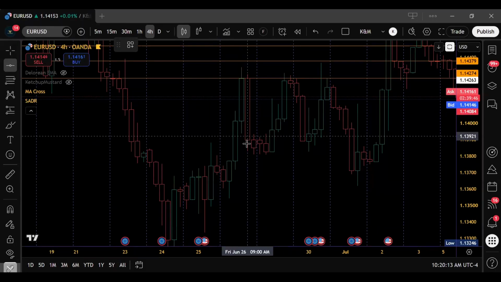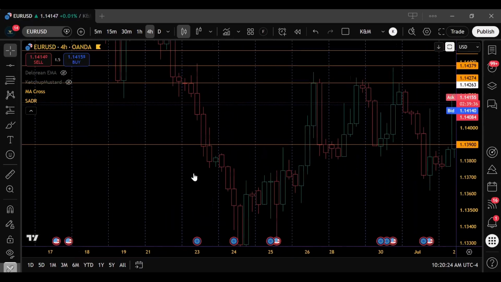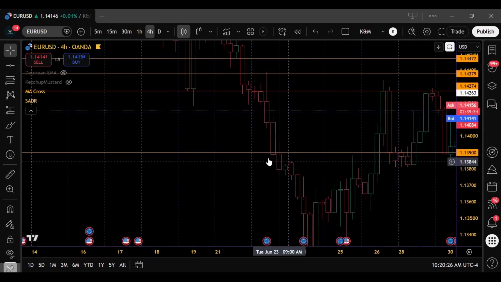And then I'm going to mark up the bottom of this candle. And we're only counting the body of the candle. You don't need to count the width. And I'm going to put a line there. I'm going to go back again.